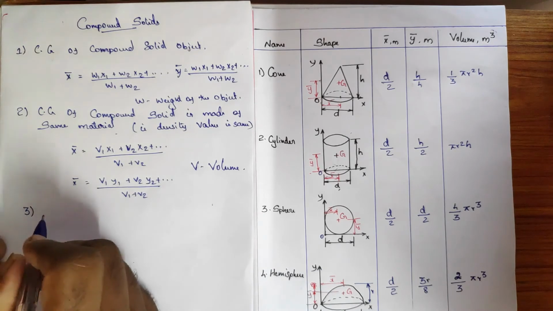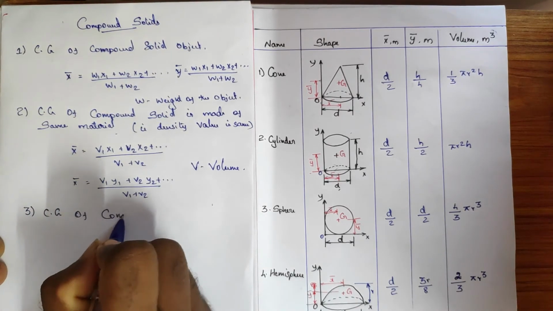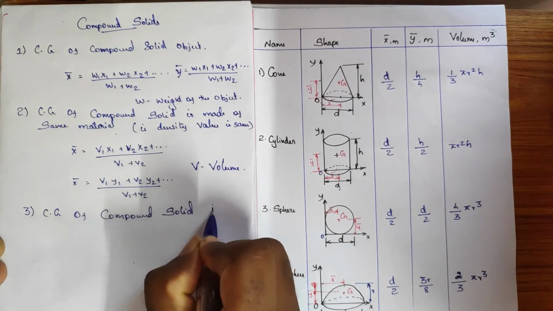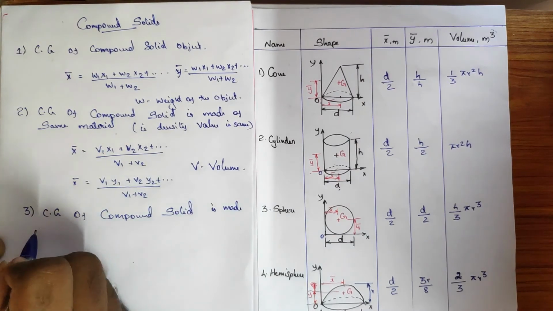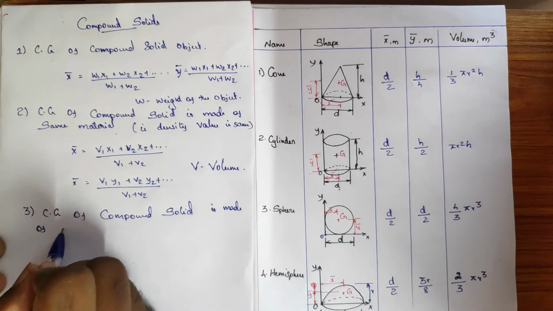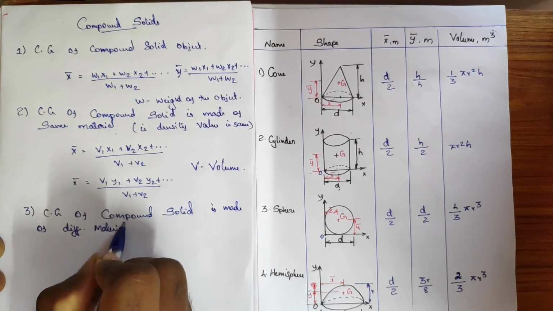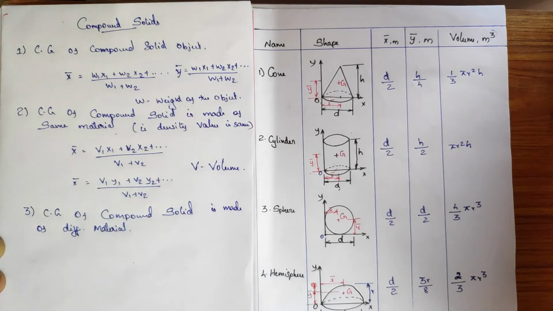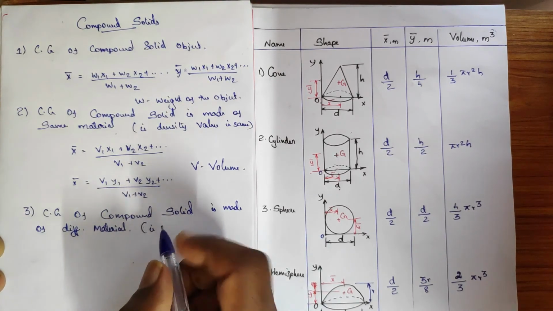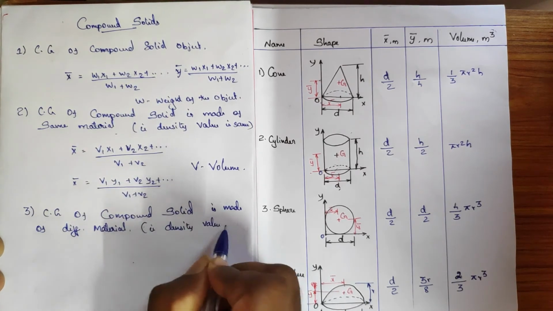Okay, let it be. So now again one more thing, center of gravity of compound solid is made of different material. For this the density of each material will be different, density value is different.